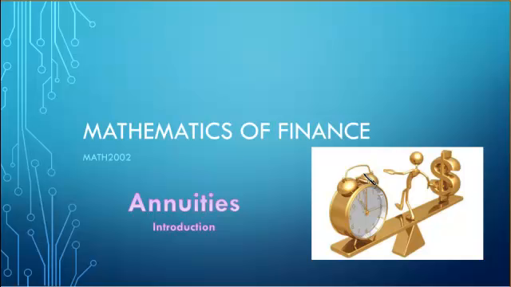Let's say you have a newborn child or grandchild and you decide to open a bank account for this child. And then you make sure you deposit, you never miss. You deposit $100 every month into that account until the child is 18. Well, what you have created is an annuity, and annuities are the topic of this video.